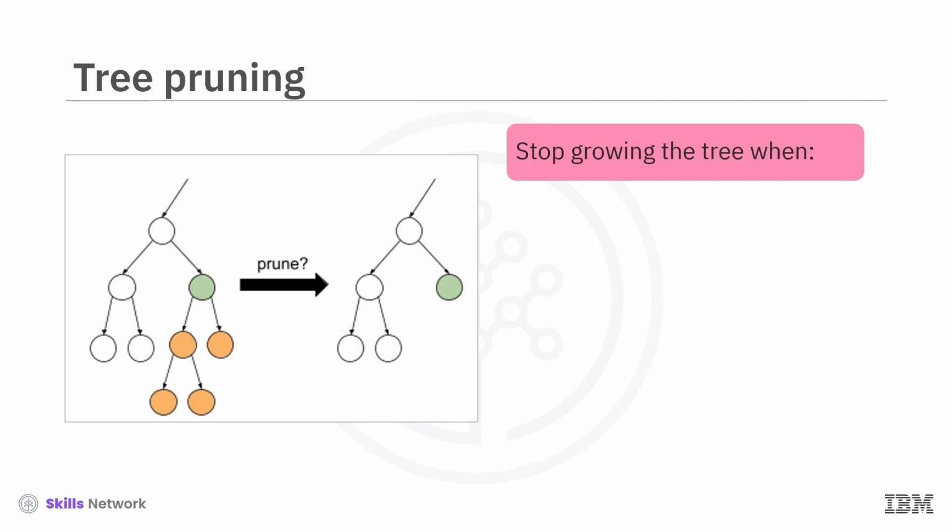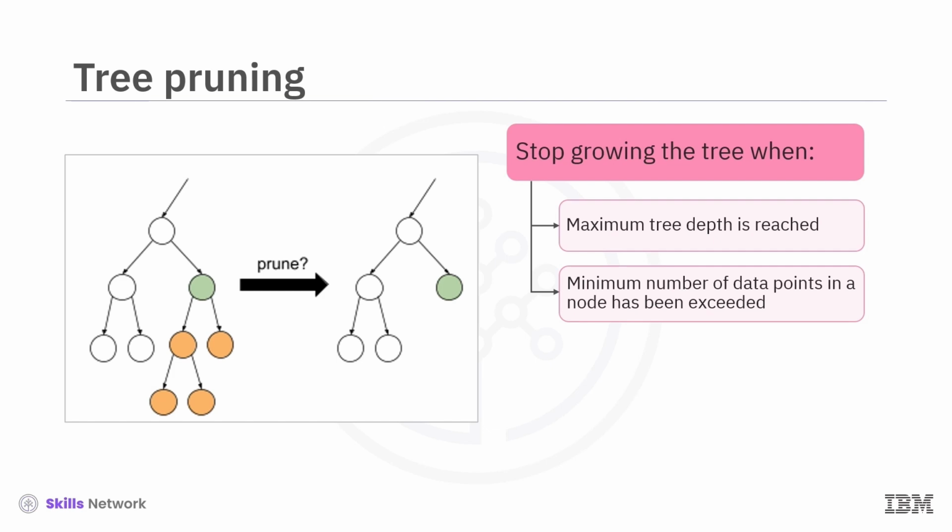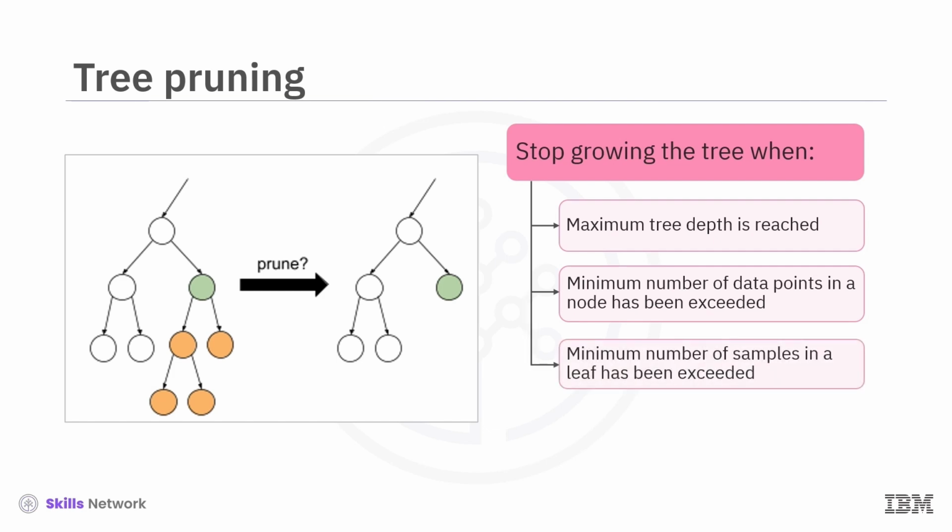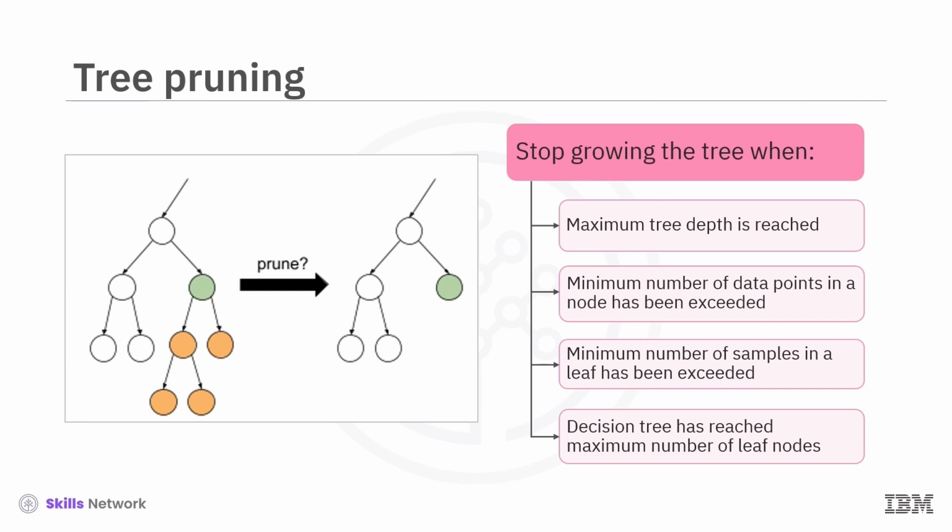For instance, you can set stopping criteria for your model when the following criterion is met: maximum tree depth is reached, minimum number of data points in a node has been exceeded, minimum number of samples in a leaf has been exceeded, or the decision tree has reached the maximum number of leaf nodes. Alternatively, you can also stop a tree from growing by cutting branches that don't significantly improve system performance.